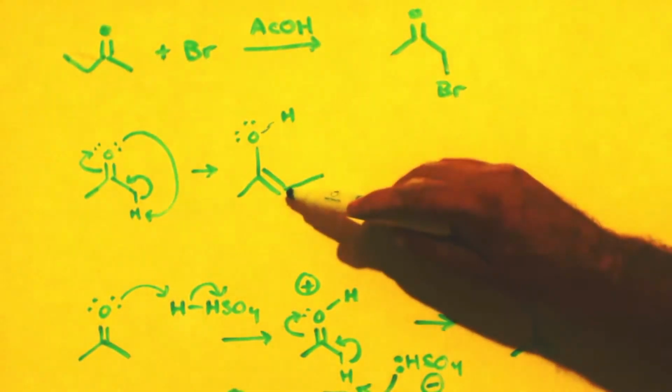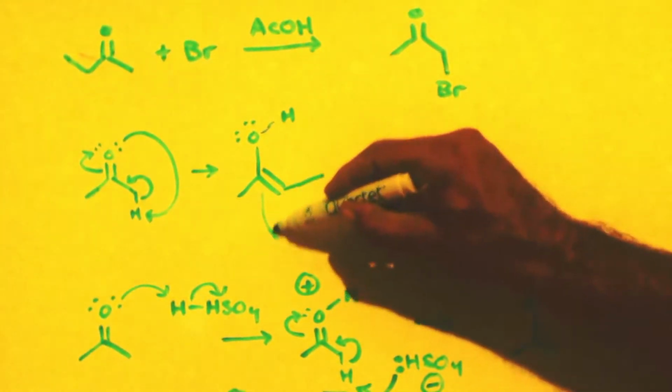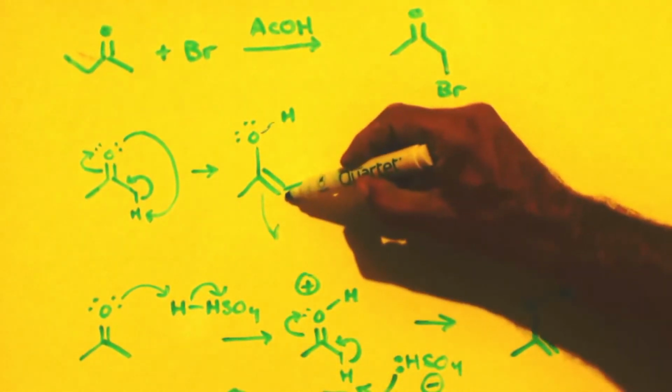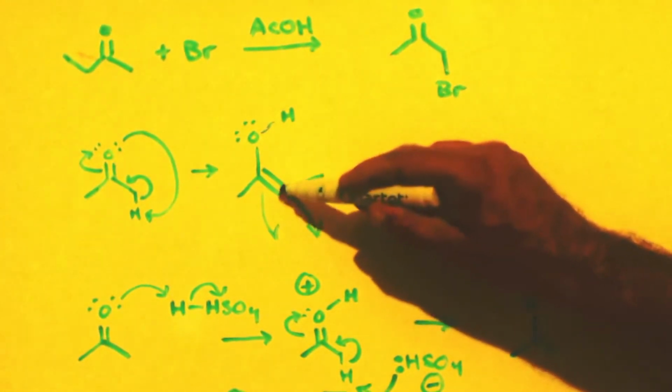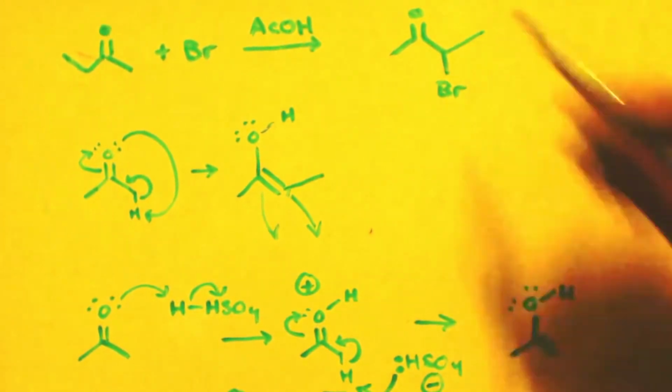So obviously, this is going to be where, and this is where the electrons come out of. Right here. And on the other resonance form, they come out right here. So this is where you would add your bromine, on the more substituted side.